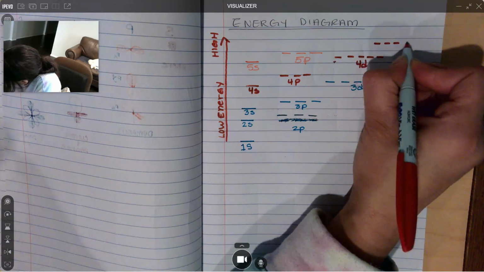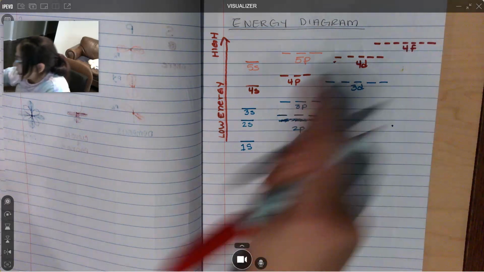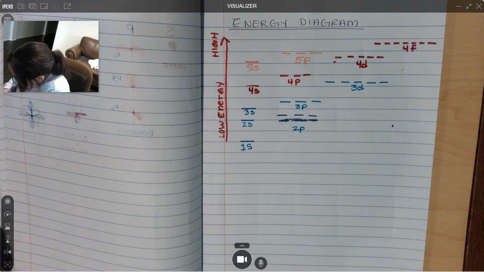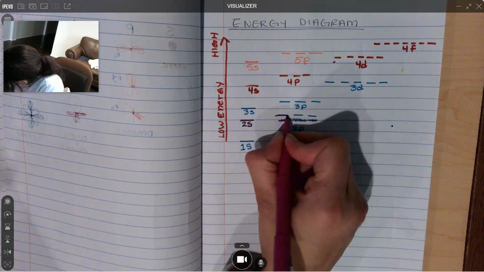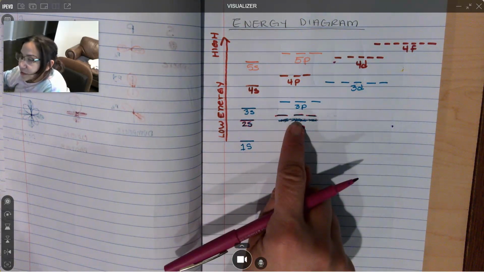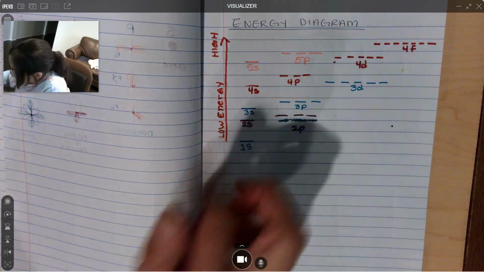1, 2, 3, 4, 5, 6, 7, 4f. You notice how they're going in this diagonal manner, increasing in their energy level. So here we had 2s and 2p, right? So slight increase. So it goes up in a diagonal-like fashion.